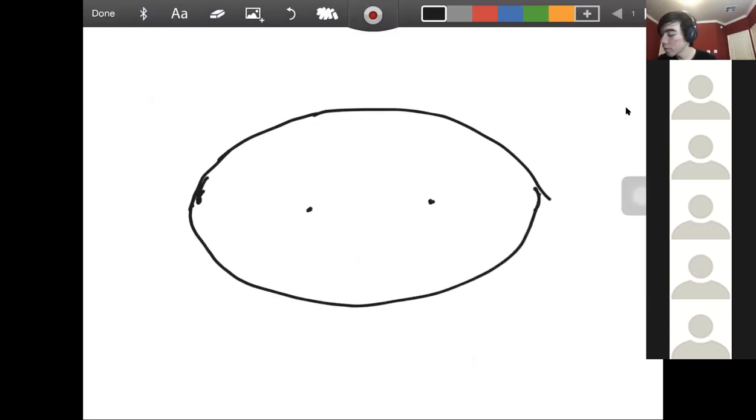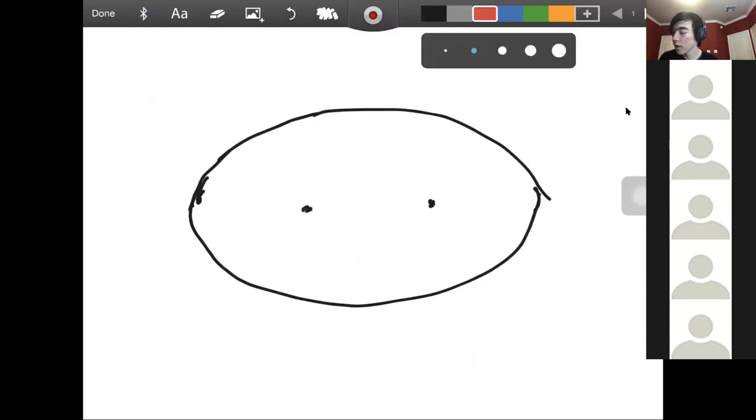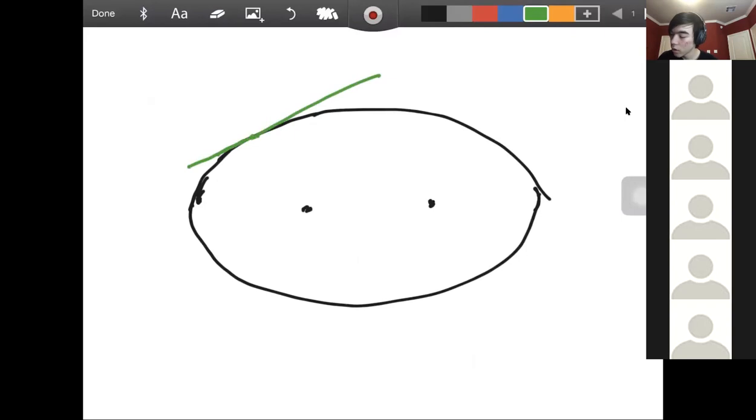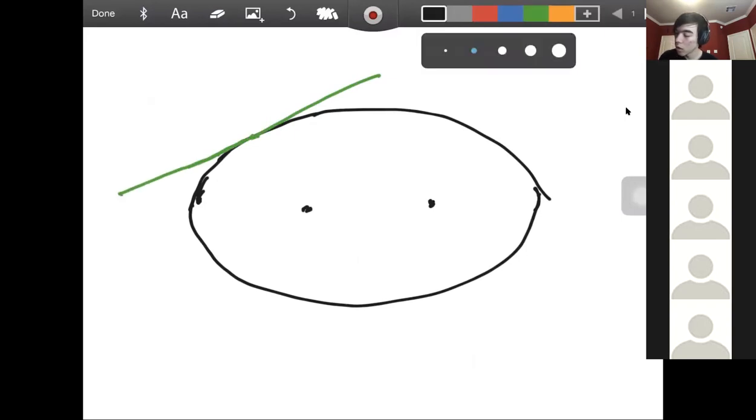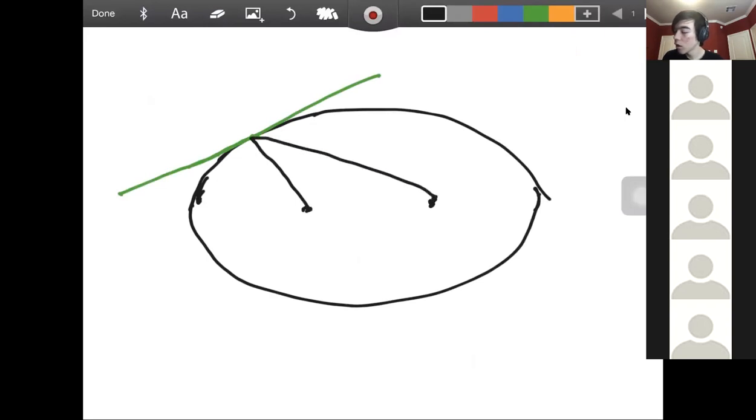So we have our two foci. What we're going to look at now is tangent lines to the ellipse. Let's say this green line is a tangent line. Here's our focus 1, focus 2.